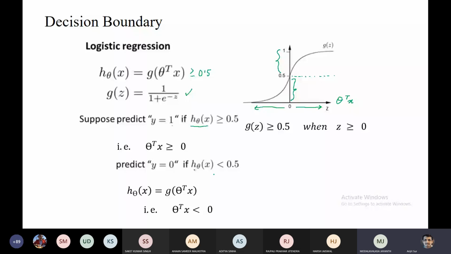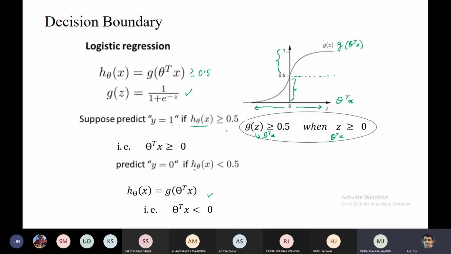So when theta transpose x is less than 0, you see that g of z is coming out less than 0.5. That is the implication of this. For z greater than or equal to 0, where z is theta transpose x, g of theta transpose x is greater than or equal to 0.5.